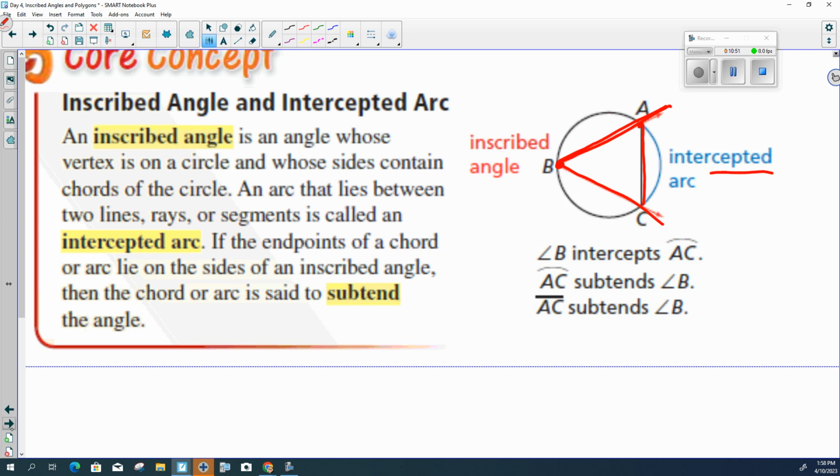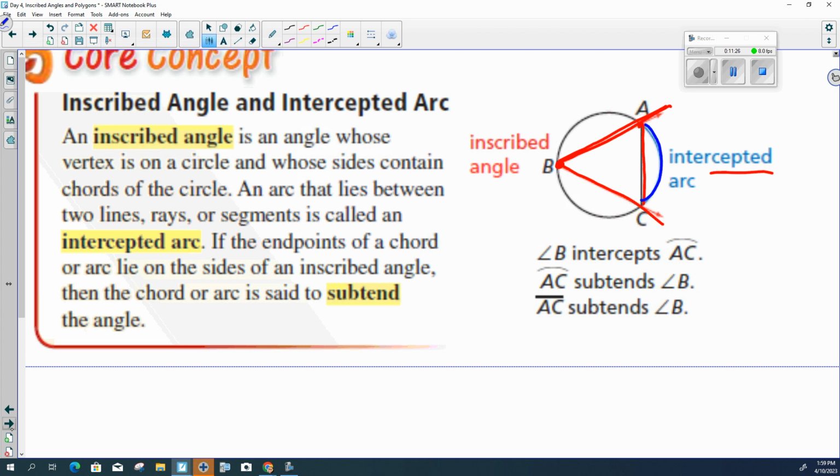An inscribed angle, thank you. An angle whose vertex is on the circle and the sides contain a chord. Do you need paper or something? Okay, so once you have this inscribed angle and this chord, it creates an arc. So that arc that's created is intercepted arc. An arc that lies between two lines, rays, or segments is called an intercepted arc.